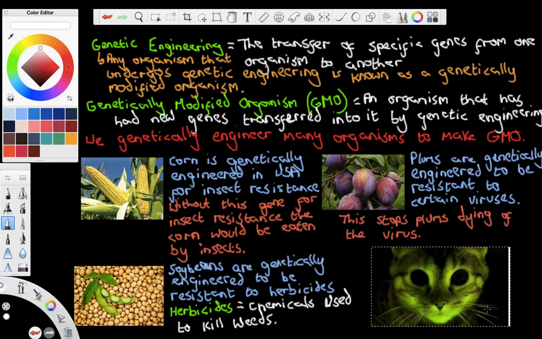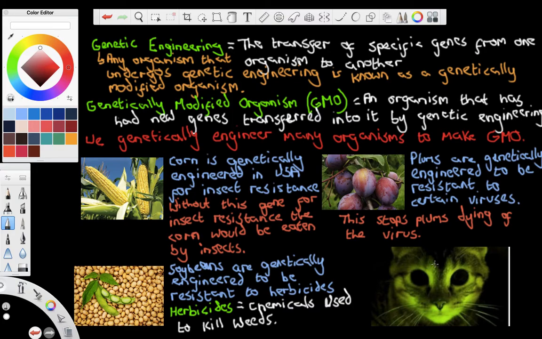When they switched off the lights in the room where all the cats were kept in cages, they noticed that all of the cats that had been genetically engineered glowed in the dark. Now, this is because not only did the gene for HIV resistance stop the cats getting HIV or FIV, but it also caused their bodies to produce a protein that made them glow in the dark. And it's important to understand that genetic engineering and forming genetically modified organisms can sometimes have side effects that you're not intending to happen.